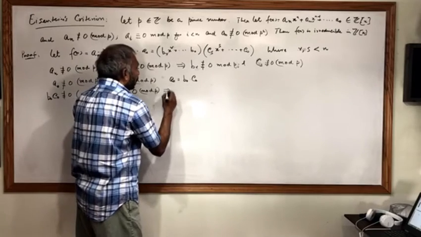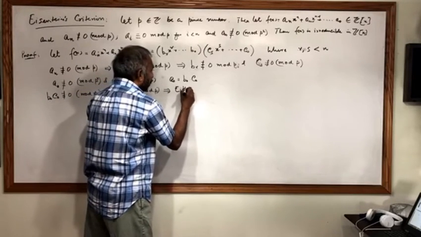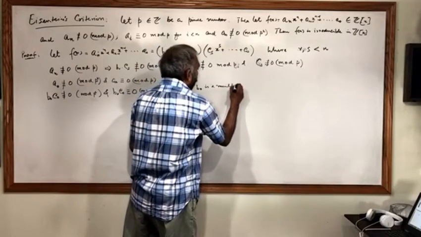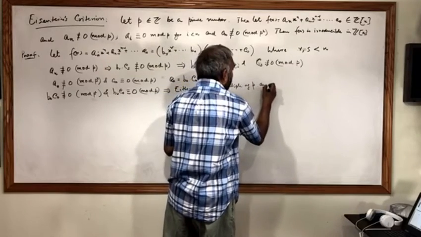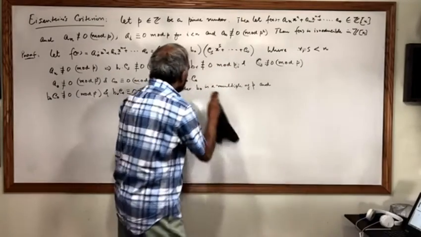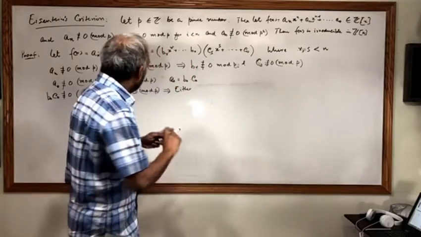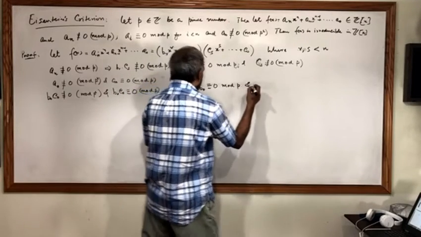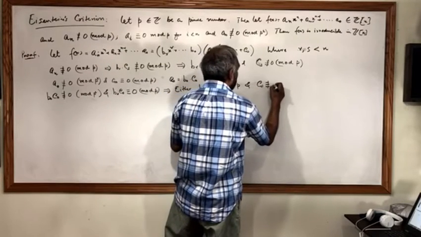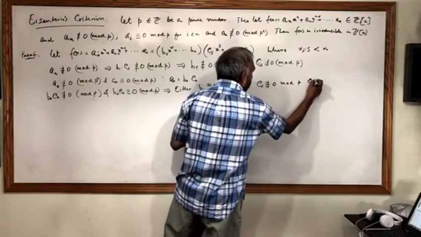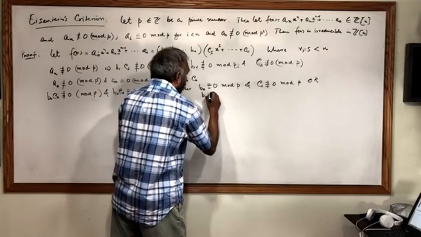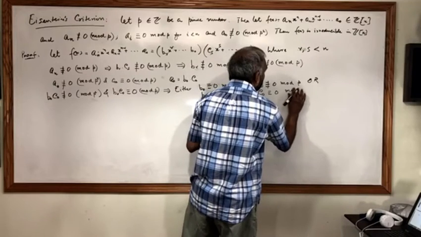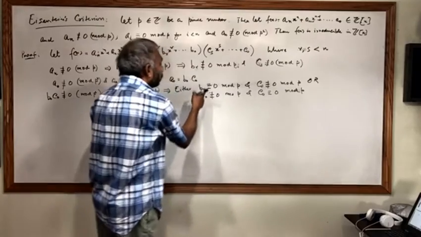That means either b0 is a multiple of p, or we can write it like this, instead of saying multiple, you can say either b0 is equal to 0 mod p and c0 is not equal to 0 mod p, or b0 is not equal to 0 mod p and c0 is equal to 0 mod p. Only one of these conditions will be true.